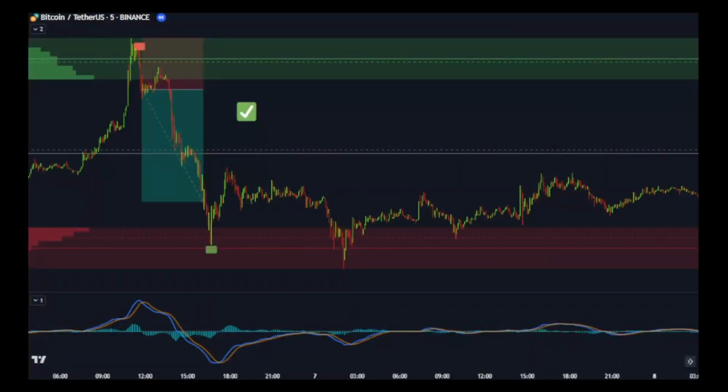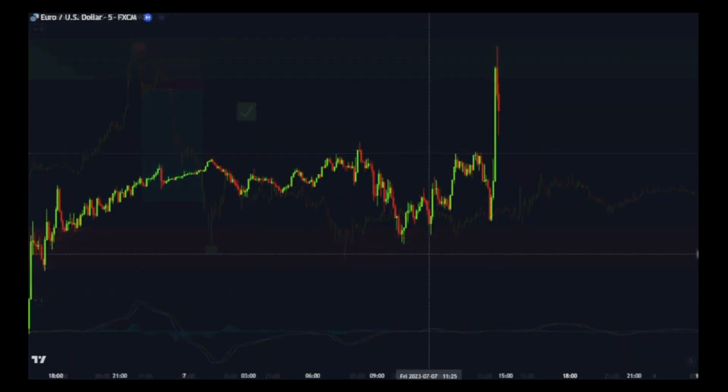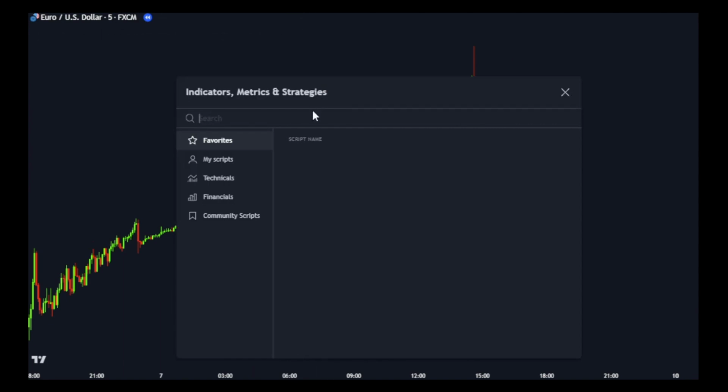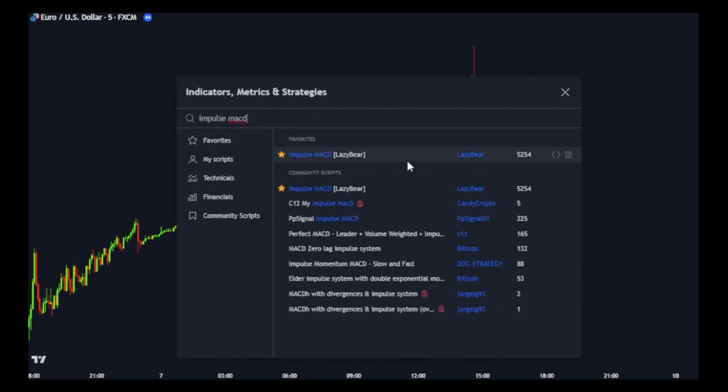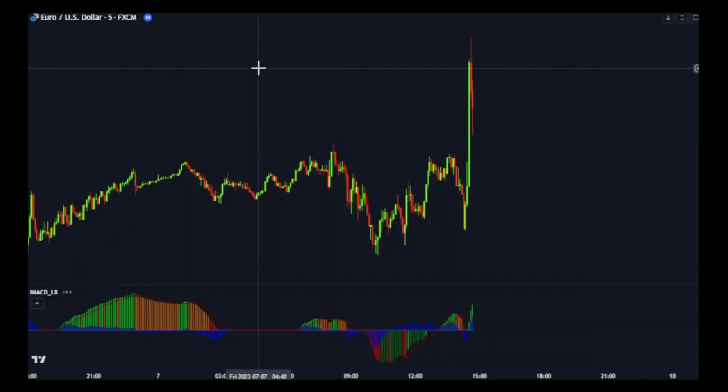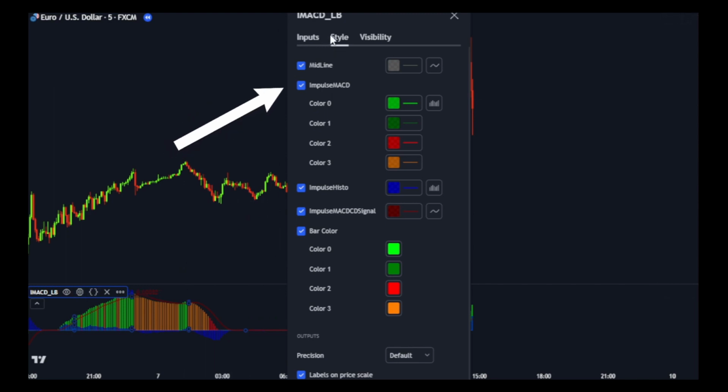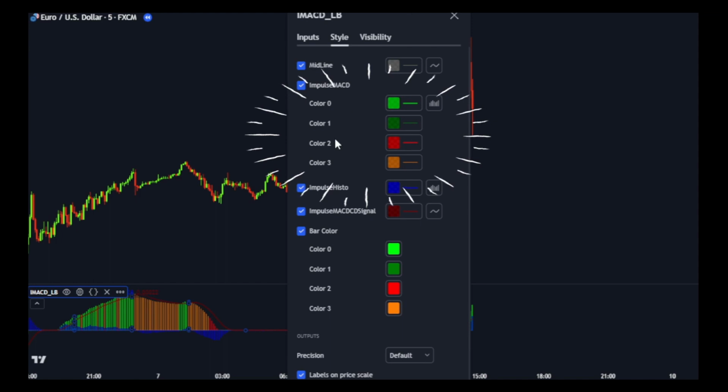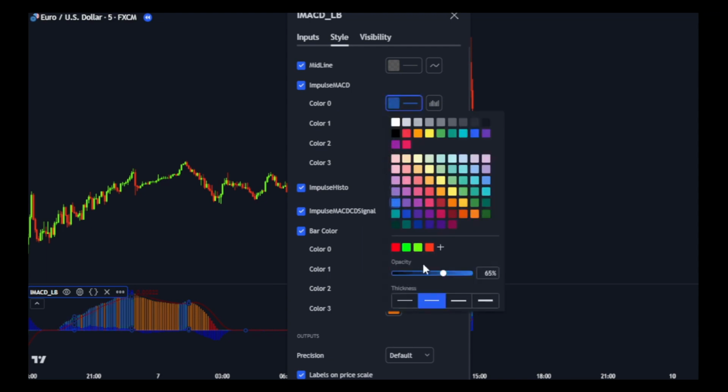Without any more time to waste, we are going to explain the strategy step by step. First, we are going to add the Impulse MACD created by Lazy Bear. Let's modify its style. In the Impulse MACD section, we have different colors. We are going to change all these colors to blue, and we are also going to increase their opacity to 100%.